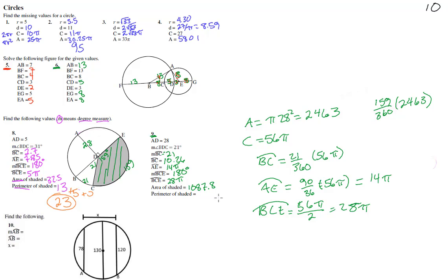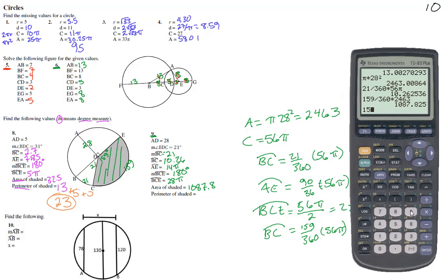And the perimeter of the shaded region, we've got to get arc length BC first. That's going to be 159 over 360 times the circumference, which is 56 pi. That'll give us the distance around the outside from E to C. 159 divided by 360 times 56 pi is 77.7.